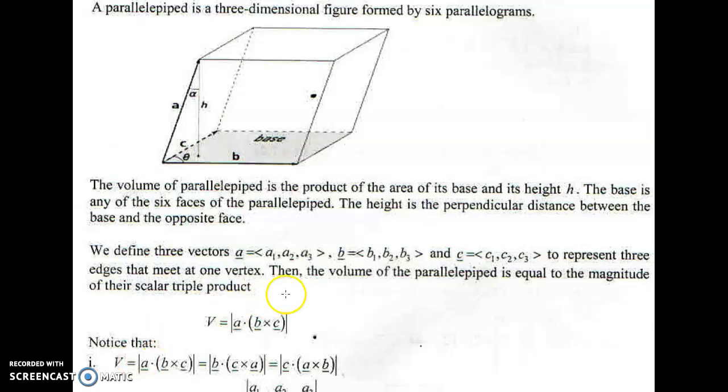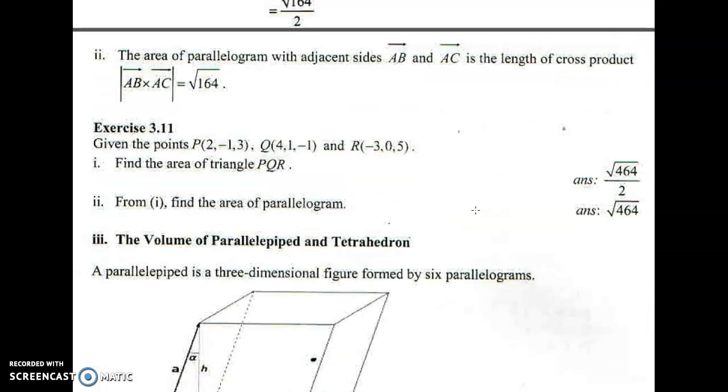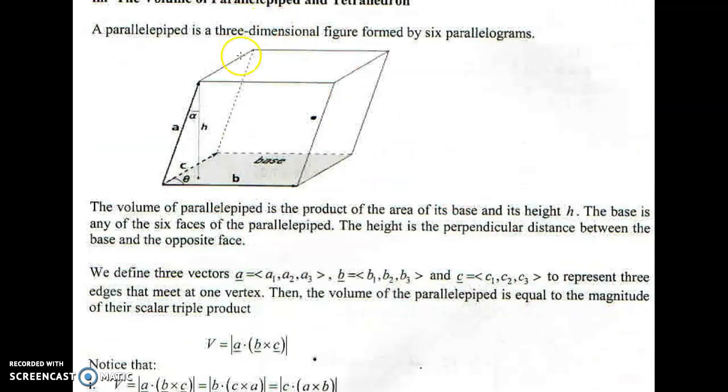Hi guys, in this video we're going to talk about the next application of dot and cross product, which is the volume of parallelepiped and tetrahedron. A parallelepiped consists of 6 faces, each the area of a parallelogram. Six faces of the area of a parallelogram create this object, right?